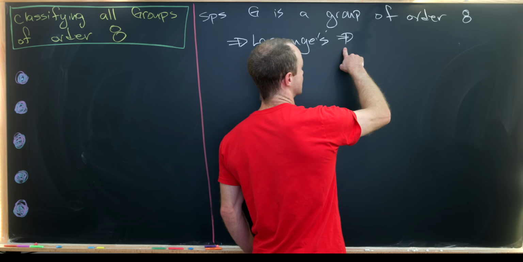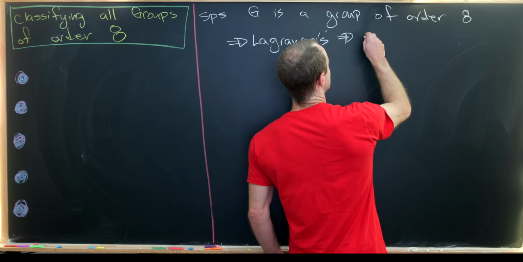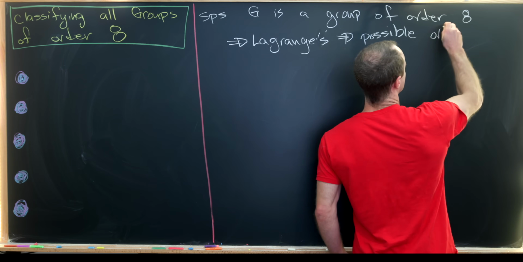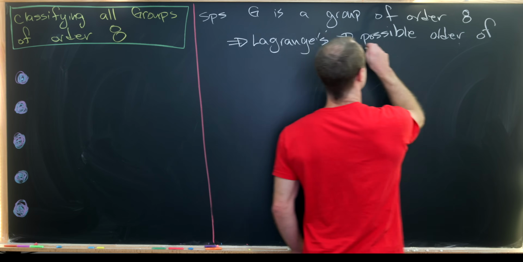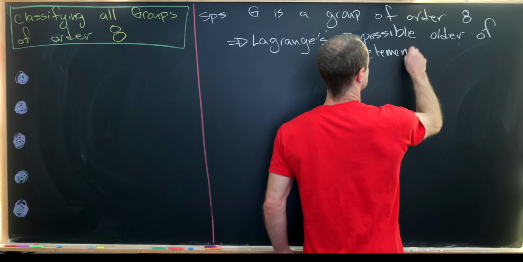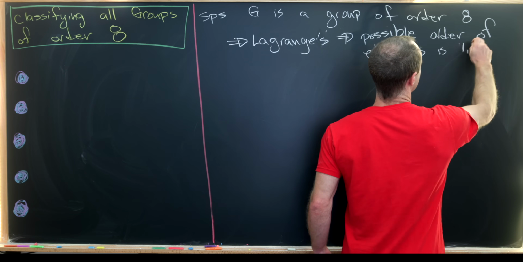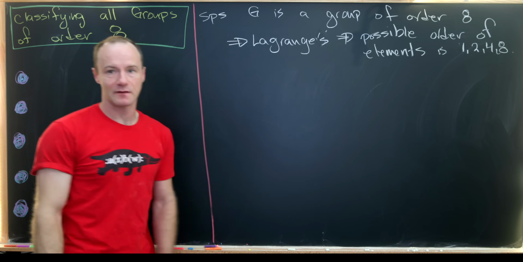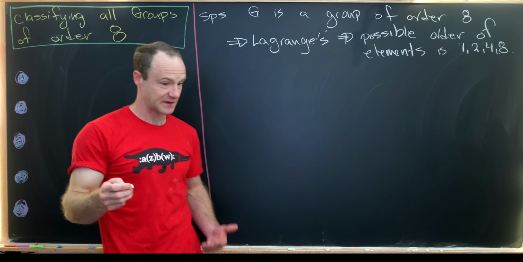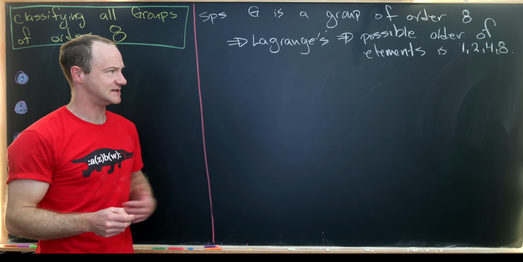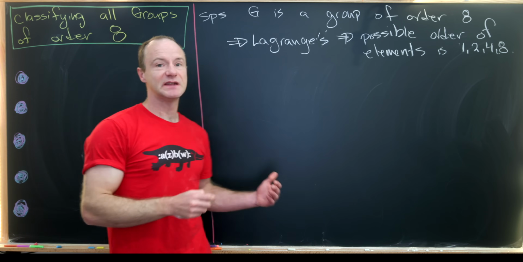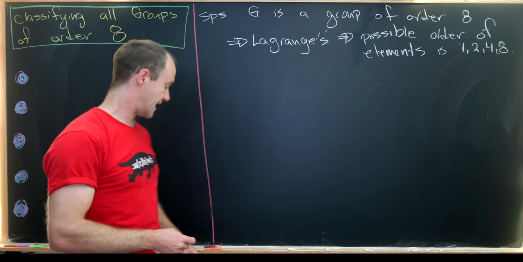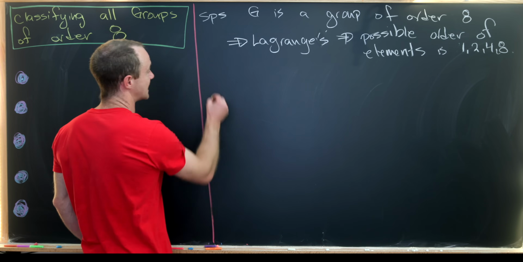So Lagrange's theorem implies the possible order of elements is 1, 2, 4, 8. Now we can't have all elements of order 1 because that means everything would be an identity, but we know that the identity is unique, which means non-identity elements will have order 2, 4, or 8. And now we're going to work through some cases.